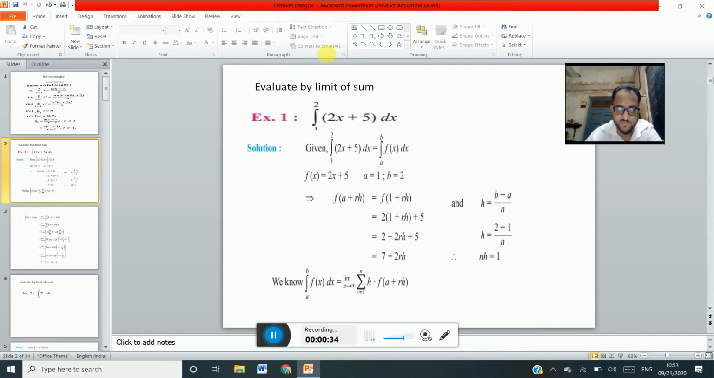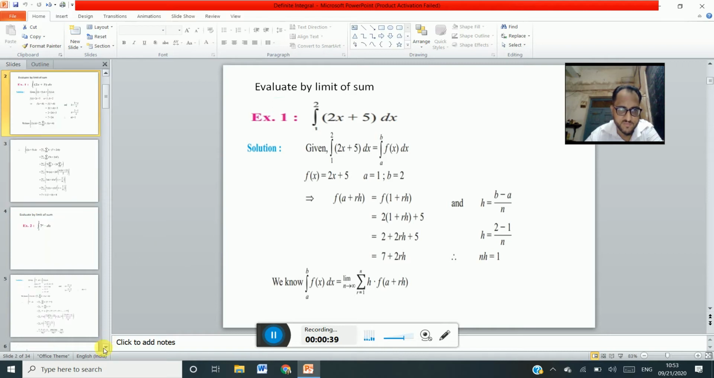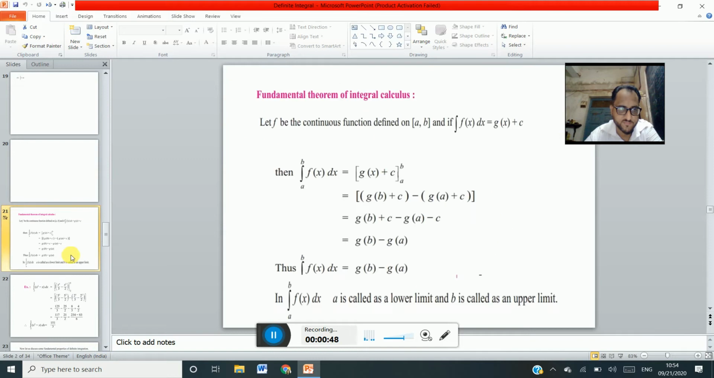deleted for this year from your syllabus. So we do not conduct this topic. Then the next topic is the fundamental theorem of integral.